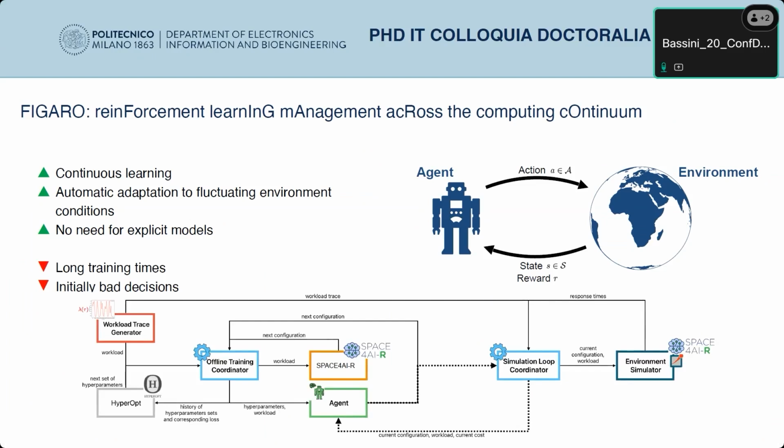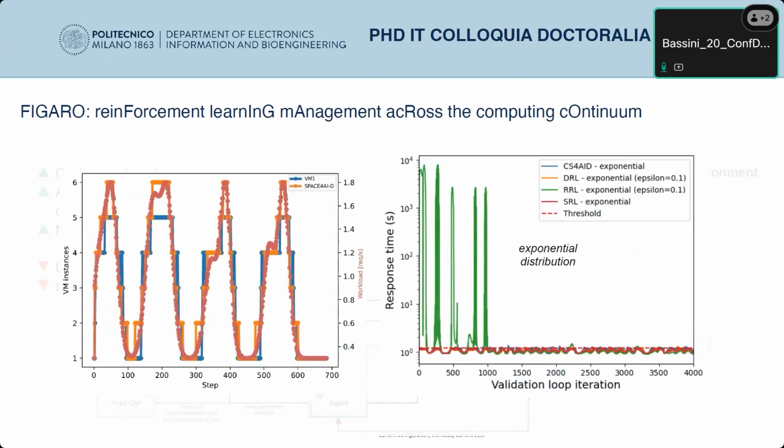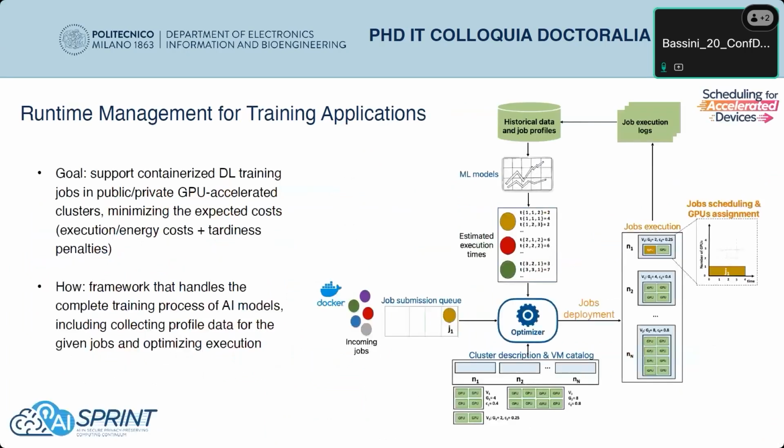So we designed Figaro, which is an integrated framework that leverages the knowledge of Space4ID and R to perform an initial offline pre-training. This allows it to finally follow very well the pattern of the workload and achieve significantly better results than an agent that starts from a random policy. So we discussed the design time and the runtime management of AI inference applications.